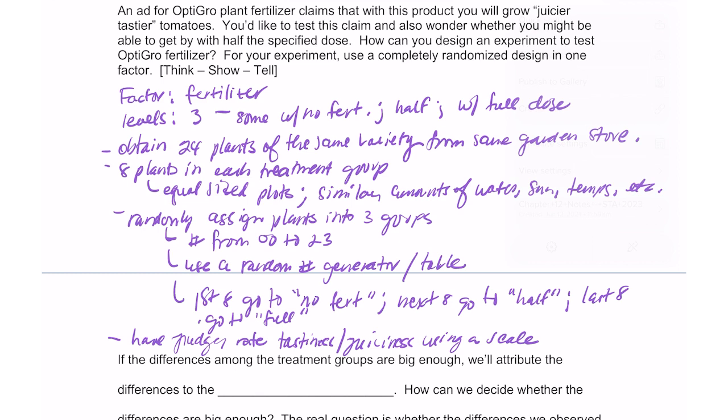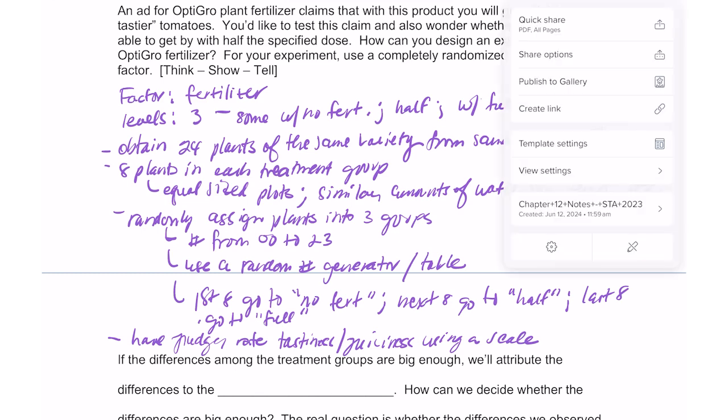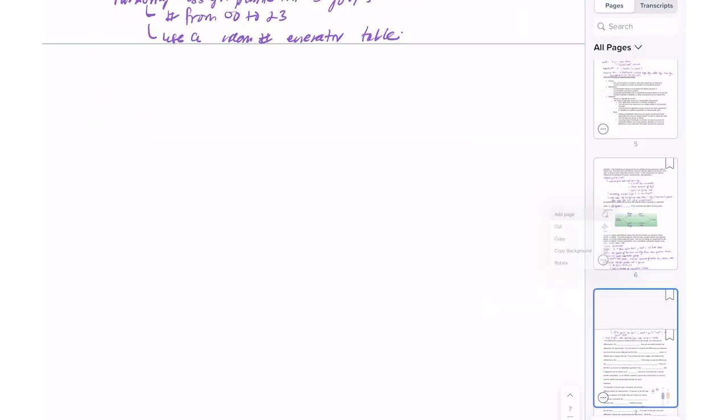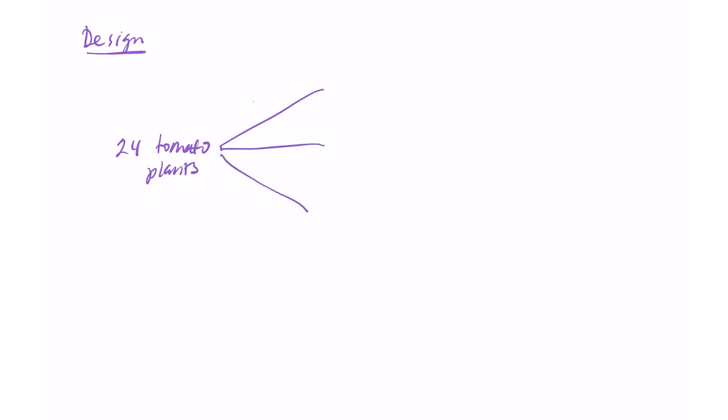And if you're a visual person, this is where the design would help. So if I add in an extra page here, I'll draw the design for you. So what I'm thinking is, here's your design. You've got your 24 tomato plants, okay, from the same store, of course. We've got our 3 groups, and you're going to randomly assign the treatments to the 24 plants.